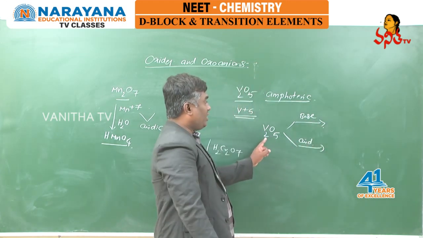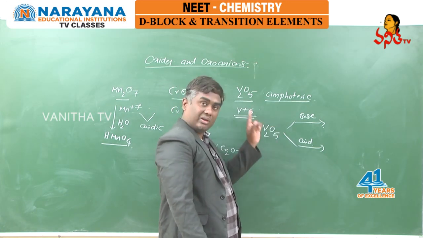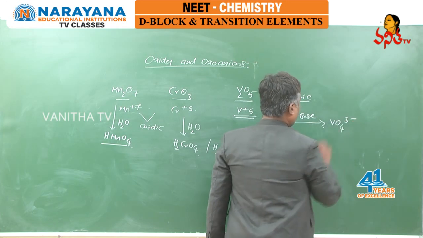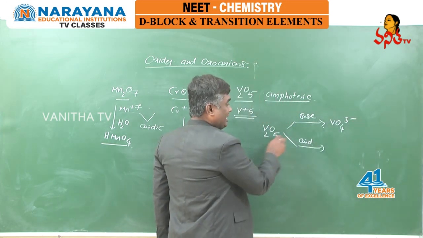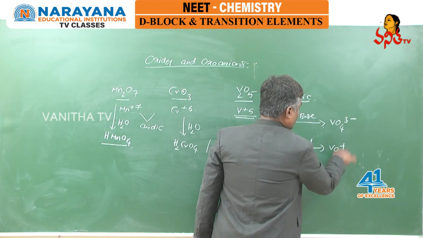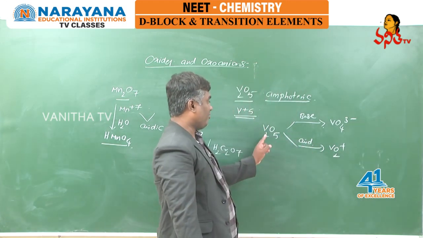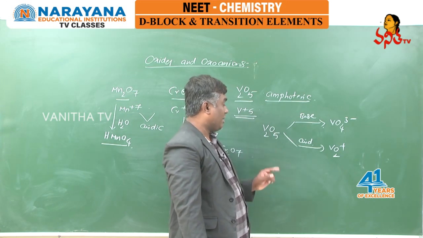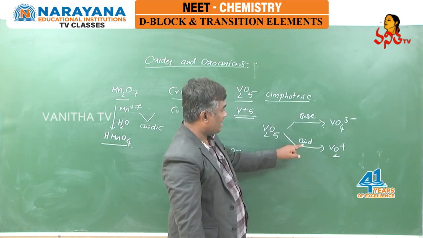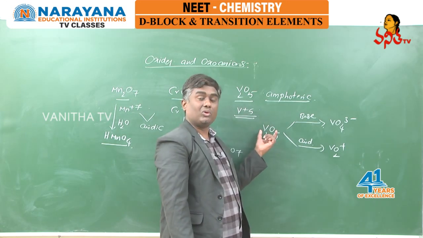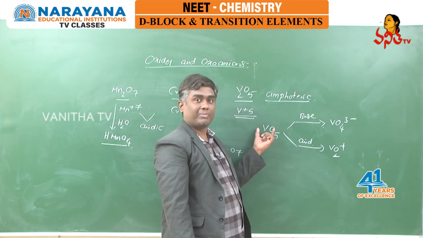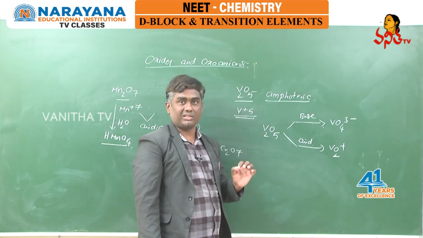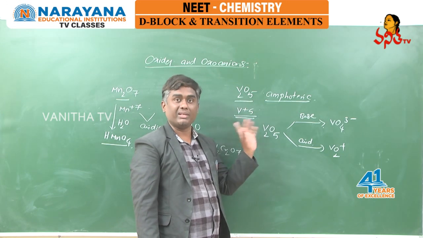If V2O5 interacts with base, you can say in alkaline medium, it is converted to VO4 3-, and V2O5 in acidic medium changes to VO2+. See students, V2O5 interacts with base and V2O5 interacts with acid. It means V2O5 can react with acid and base, so it exhibits both acidic and basic properties. Because of that reason, we consider V2O5 as an amphoteric species.